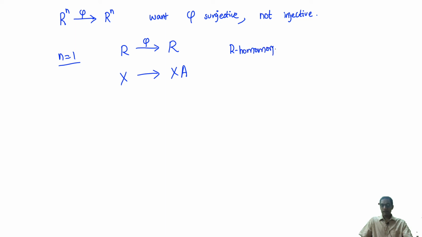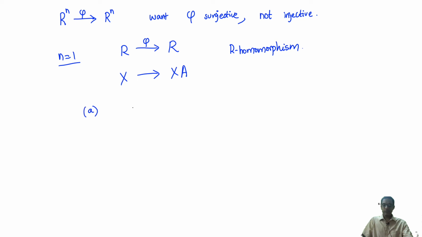So recall that the endomorphisms of R are nothing but the right multiplication operators, right? And that's exactly what's happening here. We are right multiplying by some fixed element of R, the element A in this case. So I claim that this map phi has exactly the properties we want, that it is surjective but not injective. So let's prove this.